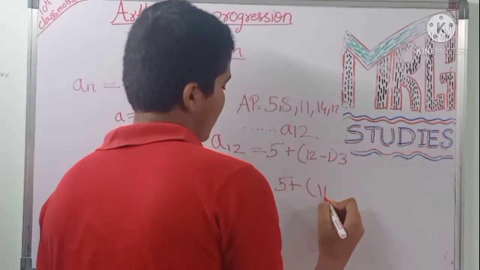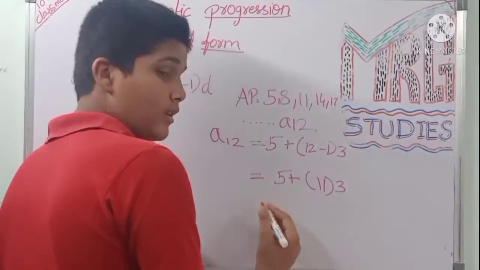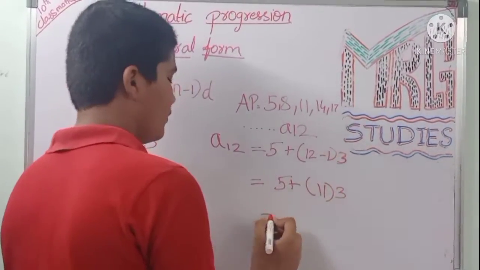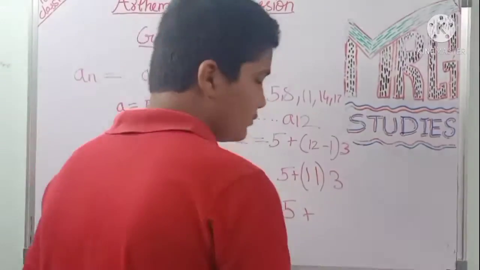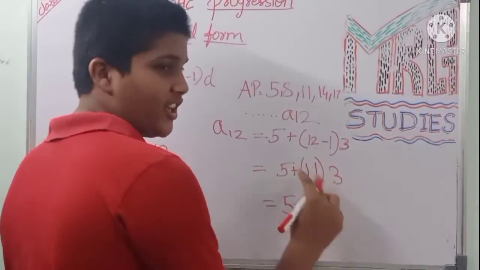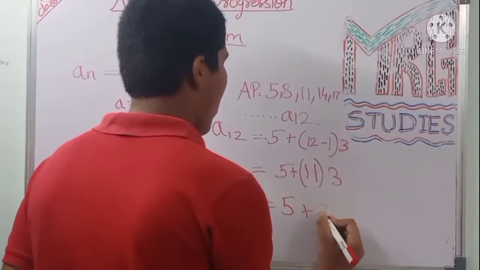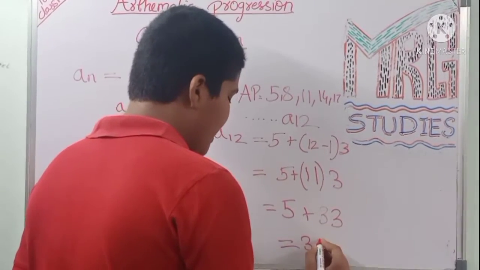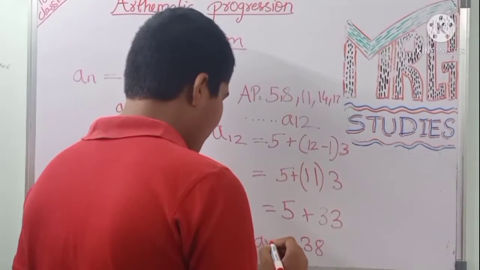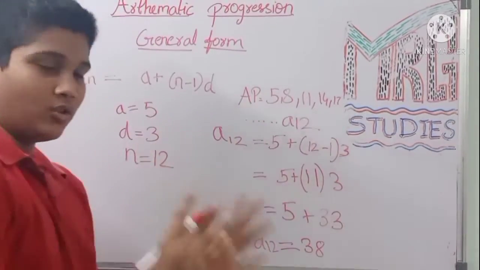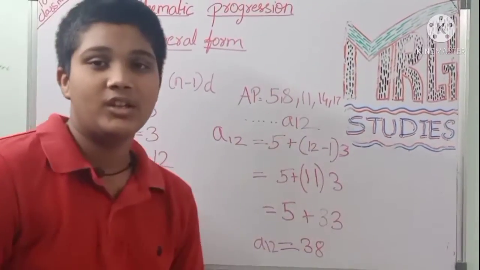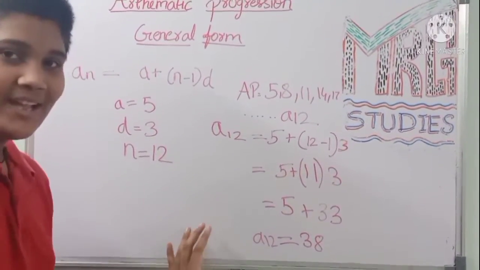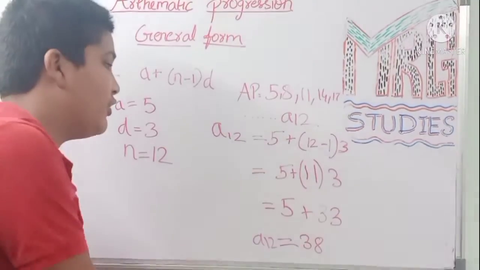5 plus 11 into 3. Now 11 into 3 we got 33. So 5 plus 33 equals 38. So A12 term equals 38. So this is how we do the sum with this formula, a plus n minus 1 into d. So we should do it carefully when we are doing it.